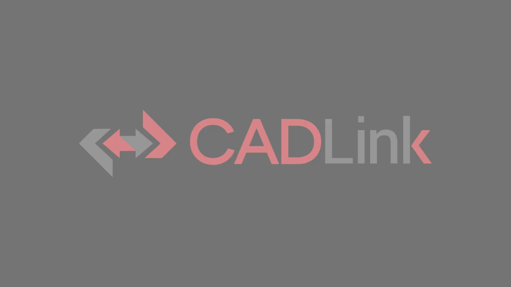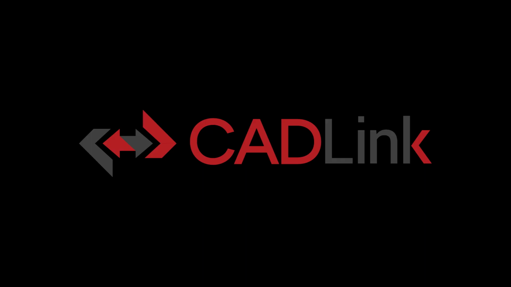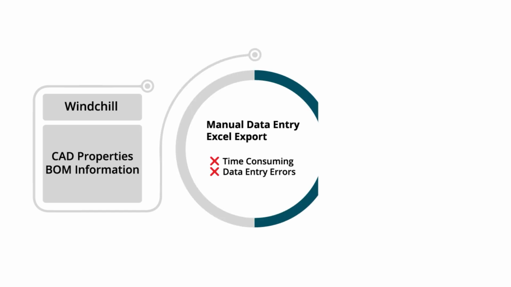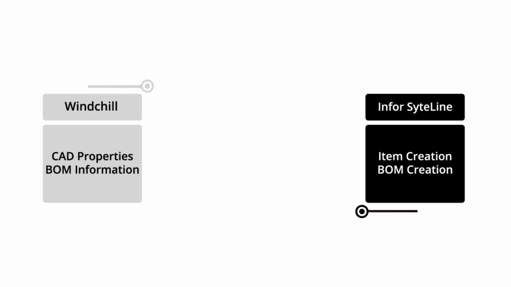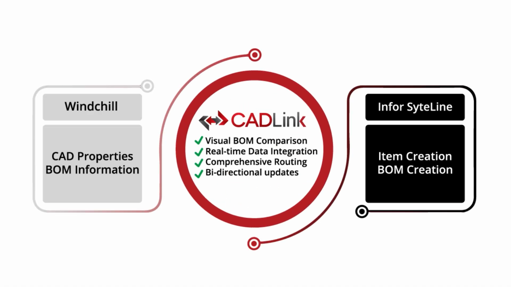For today, we will concentrate on our solution called CADLink. CADLink allows you to synchronize your bill of material from engineering directly to SyteLine with just a click of a button. That means fewer manual data entry errors, faster time to production, and more time for engineers to spend their time on engineering work. With that said, let's jump into the demo.